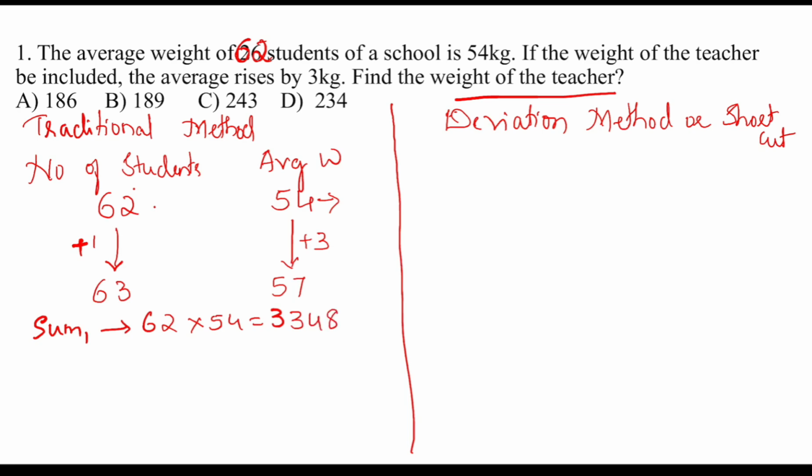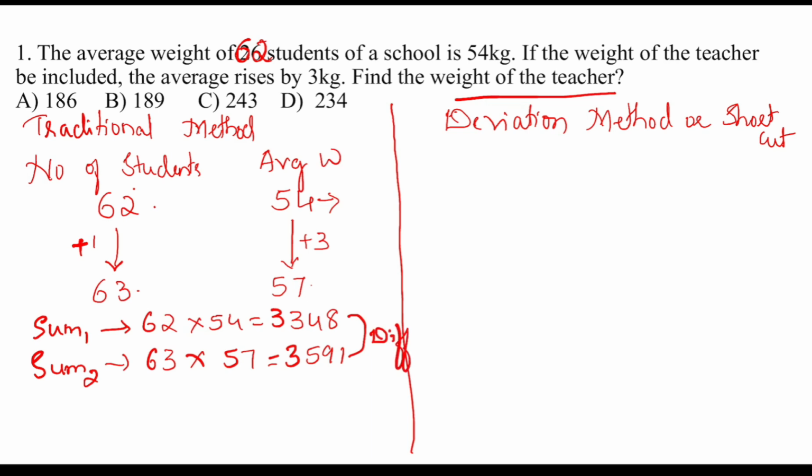Next, afterwards one teacher is included. So now the number of entities became 63 and the average weight increased by 3 kg. So the new average became 57. So the new sum is how much? 63 into 57. So the new sum is 3591.